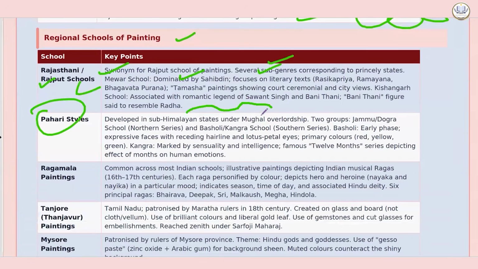Mughal overlordship, and two groups are there. One is the Jammu Dogra group, the northern series, and the Basohli Kangra school, the southern school. Basohli early phase has expressive faces with receding hairline and lotus petal eyes. Primary colors are red, yellow, green. Kangra is marked by sensuality and intelligence. The famous 12 months series depicting effects of months on human emotions belongs to the Kangra school.